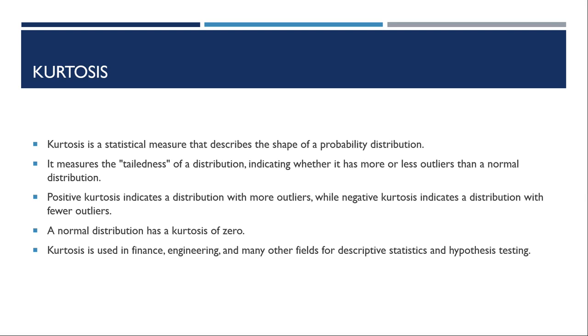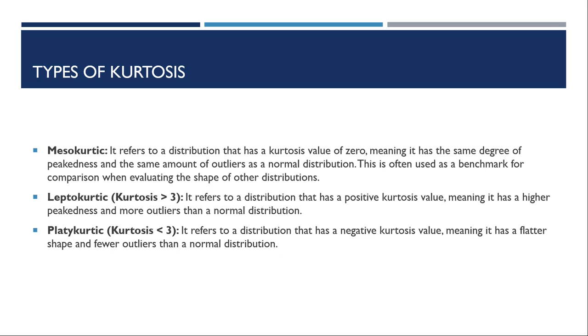So, mainly, there are three types of kurtosis: mesokurtic, leptokurtic, and platykurtic. In a mesokurtic distribution, the distribution is similar to a normal distribution, which means the extreme values are similar to normal distribution characteristics. For a standard normal distribution, the value of kurtosis will be 3.